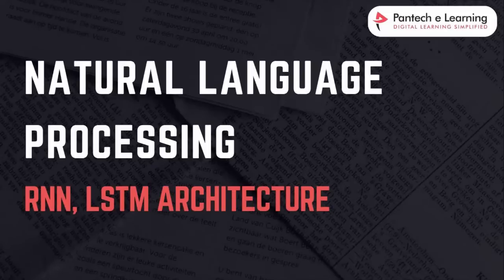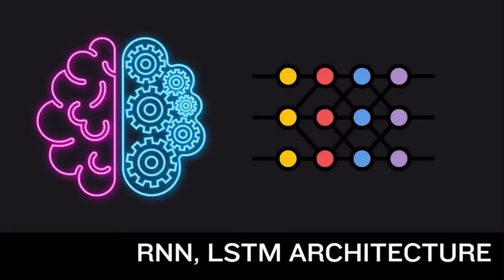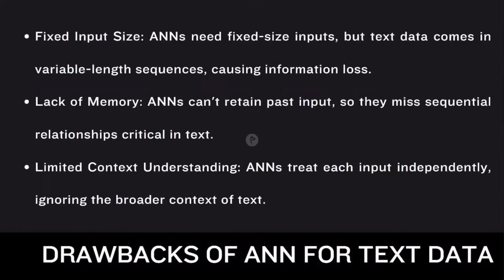How and why they are needed here for NLP and how they are going to help us improve the process, we'll be seeing in this particular session. So starting with RNN and LSTM architecture, first let us see why we need to go for this. There should be some motive, right? Because we don't get that much improvement with our ANN. So let us see what all the drawbacks we get from the ANN, particularly for text data.